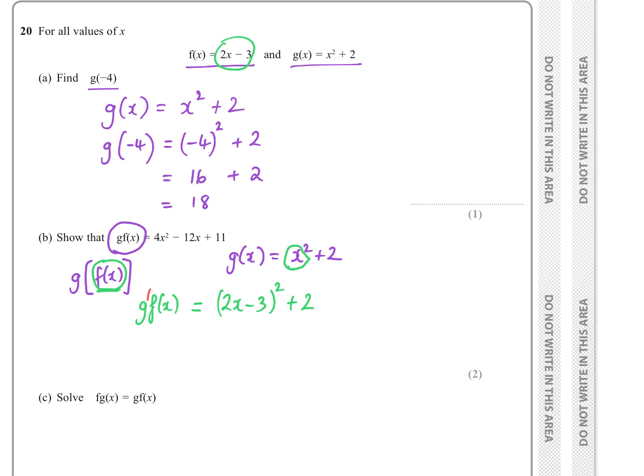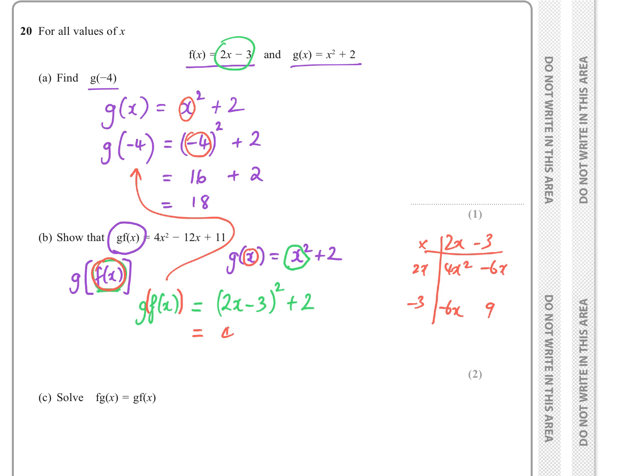So it can be handy to do another bracket here and think in the same way you did here. In place of x, you just put negative 4. Well, in this case, instead of x, we just put the whole of the function f of x. And we can multiply that out. Use a grid, I would. And then you've got 4x squared, you've got the 9 here, and you've got minus 6x minus 6x more. So you've got 4x squared minus 12x plus 9 plus the 2 is just 4x squared minus 12x plus 11.